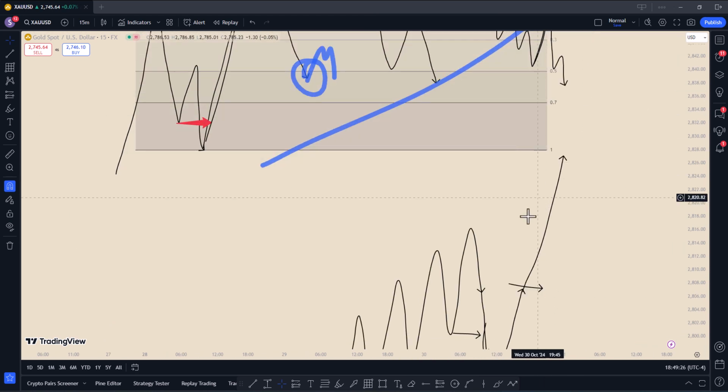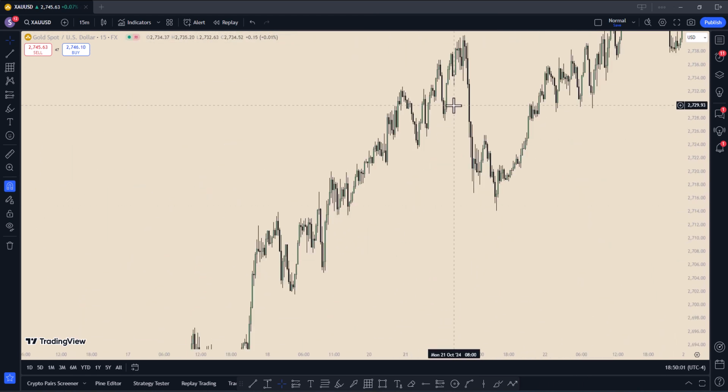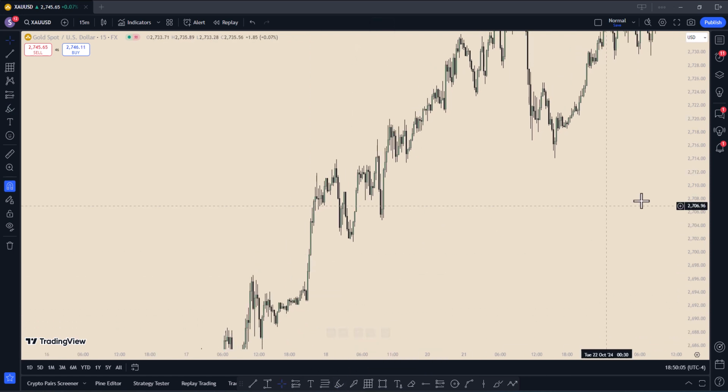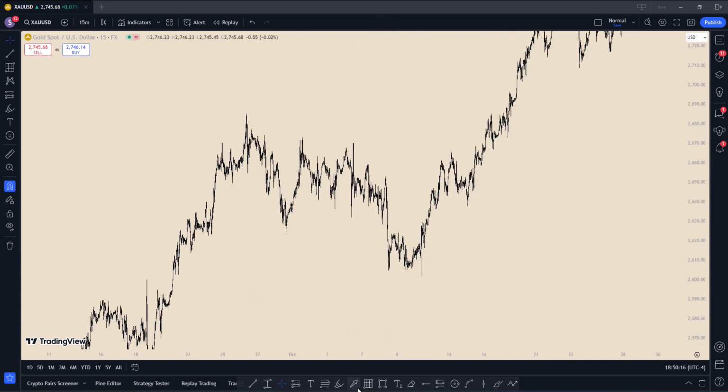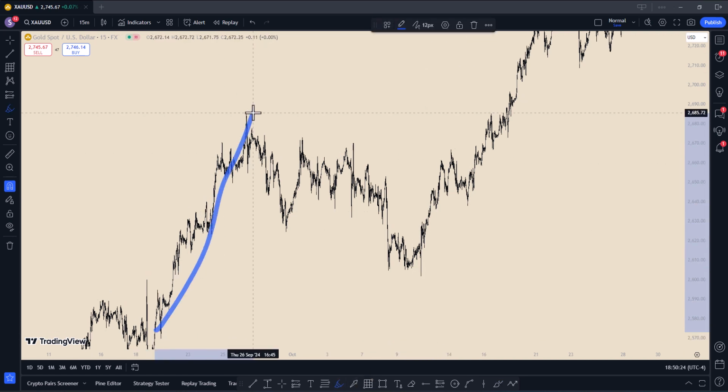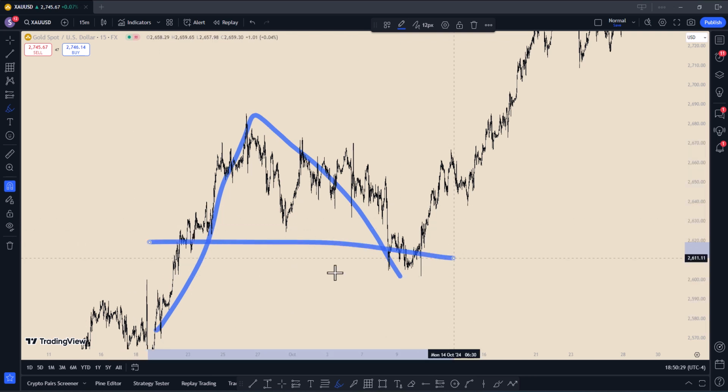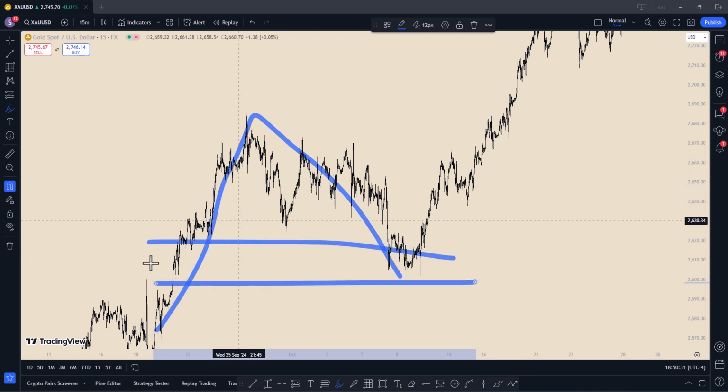So an example would be, okay, this is a good example. If we start counting, you can see that we have here, let me use a different color, an expansion and then we have a pullback. This is a higher time frame pullback. We likely tapped into a fair value gap to the left.